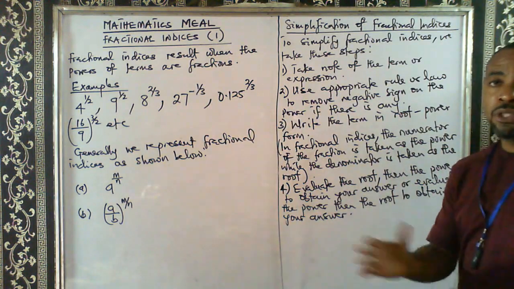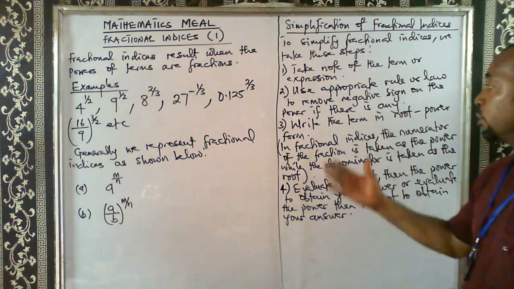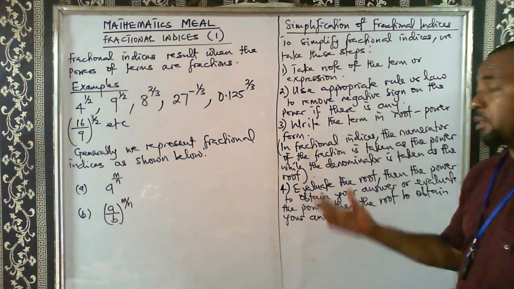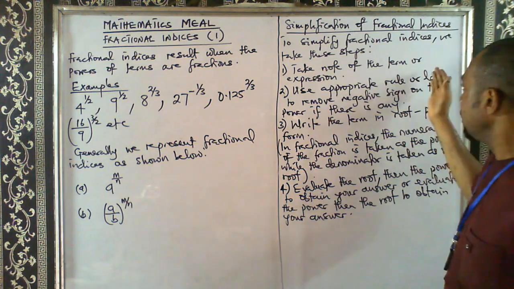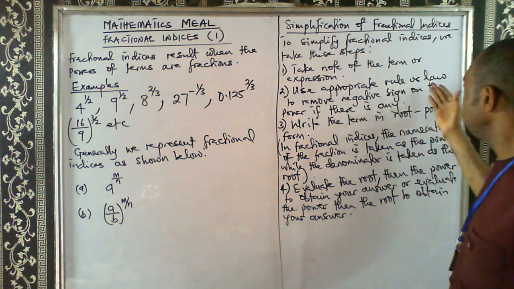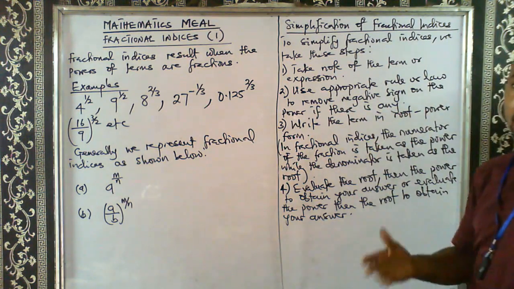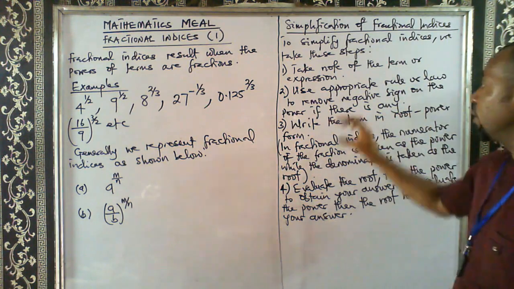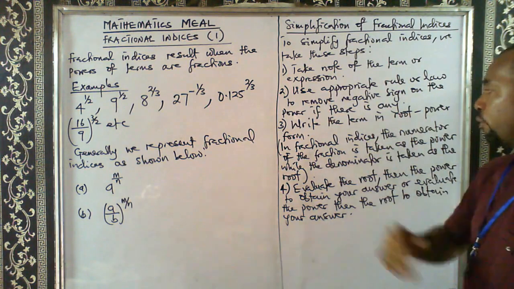But there are rules that we need to put down in order to use these particular steps that we have listed here. So take note of the term or expression. Use the appropriate rule or law to remove what? The negative sign on the power, if there is any. If there is none, we'll just skip this step number 2. Then write the term in root power form.